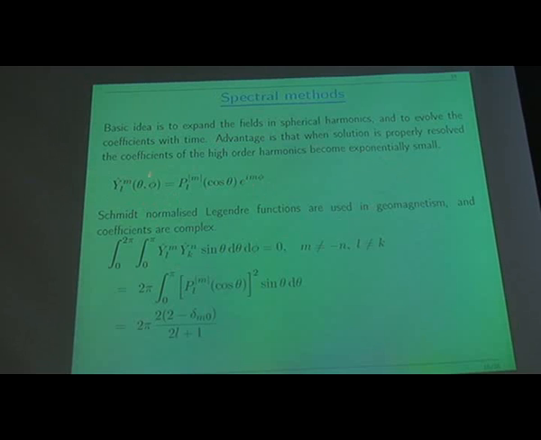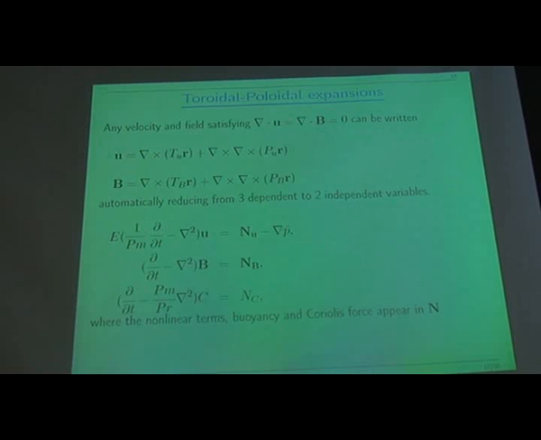Okay, so the idea is that we start off by expanding all the fields in spherical harmonics, which is a natural thing to do because the external fields are all expanded in spherical harmonics. So we use these Y_lm, which are associated Legendre functions, and these are e^{imφ}, which means that the coefficients in front of these are going to be complex, because we're interested in the real part, and we've got this complex representation here. And then we Schmidt normalize these things, and it doesn't matter how you do that, so long as you're consistent with everybody else.